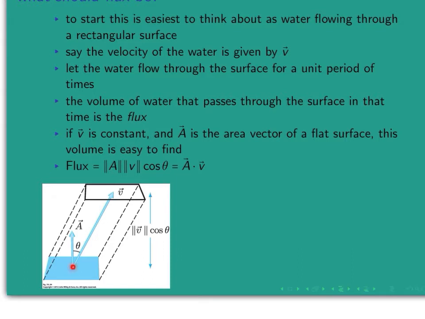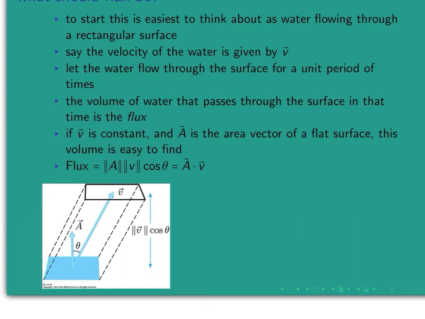Okay, if the velocity vector of the water is constant and the area vector is that of a flat surface, so this area vector is normal to this surface, and its magnitude represents the area, and I've chosen this particular orientation, then with a little bit of trigonometry, we can determine that the volume of this shape, which is the volume of water that's passed through this surface, is simply equal to the area of the rectangle that the water is passing through times v cosine theta, which is the height of this object.